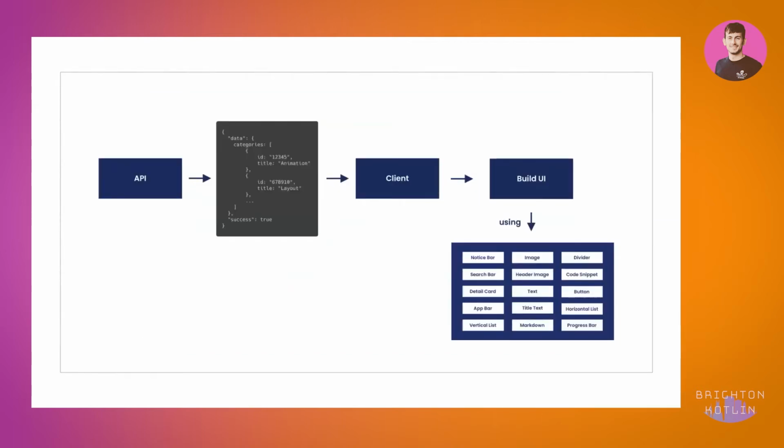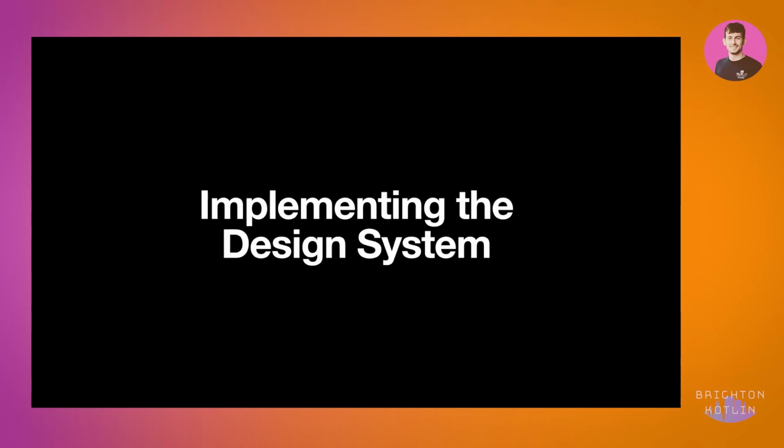So with the design system, essentially, when you get the API response back, you have some form of factory that's like, hey, we need to show a vertical list, which shows some text, followed by these detail cards. And the factory will essentially take that API response and use it to map to UI components which are defined in your design system. So with that in mind, we actually need to build the design system.